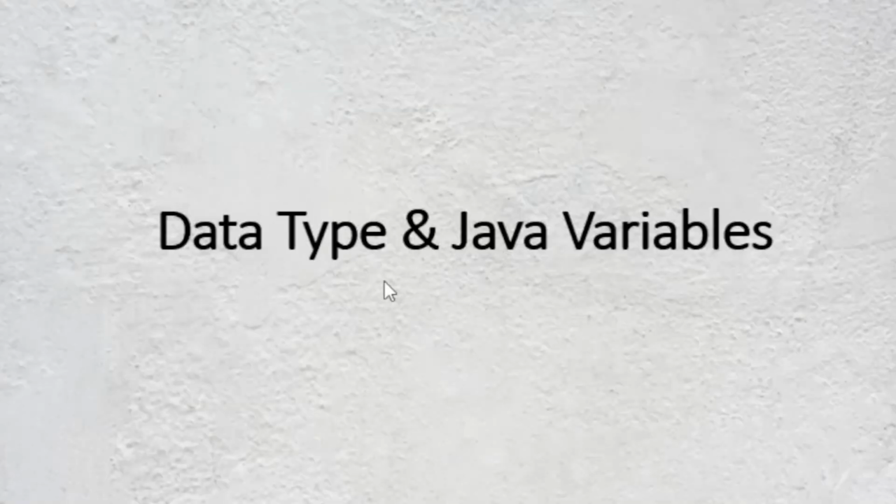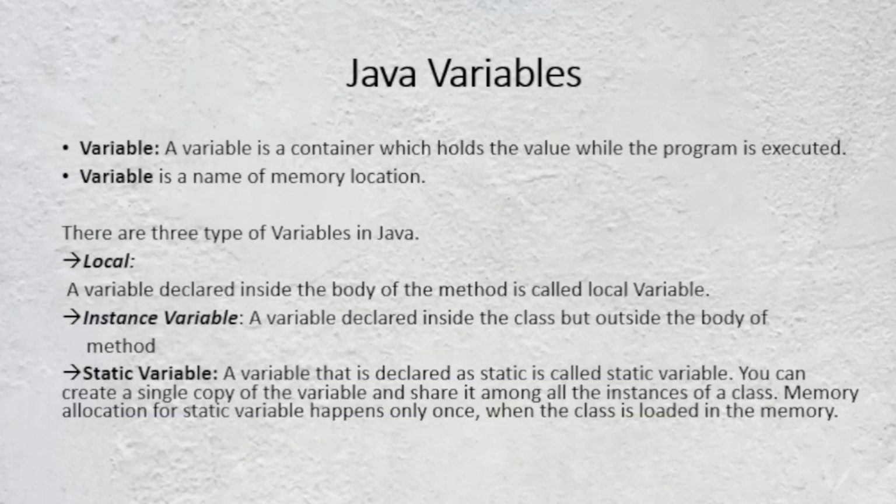Hello everyone. Today in this video I'll be talking about data types and Java variables. So a variable is basically a container which holds a value while the program is executed. It's a name, or we can say that a variable is a name of a memory location.